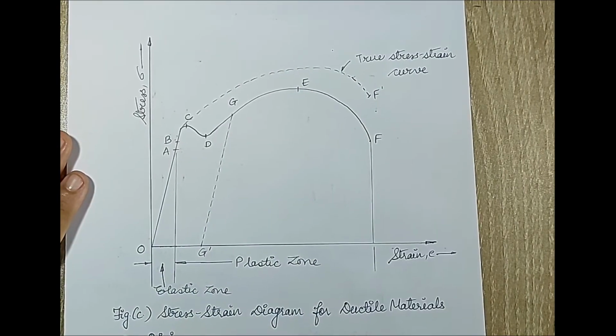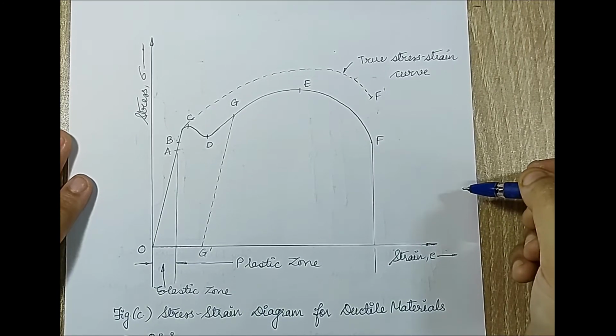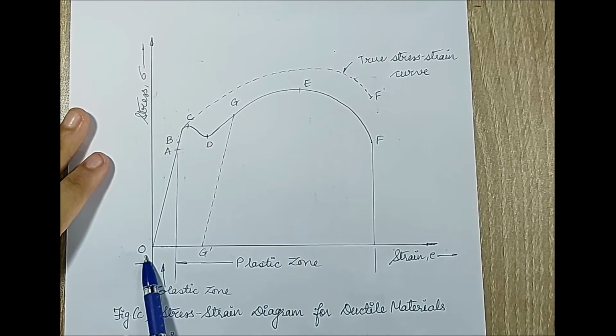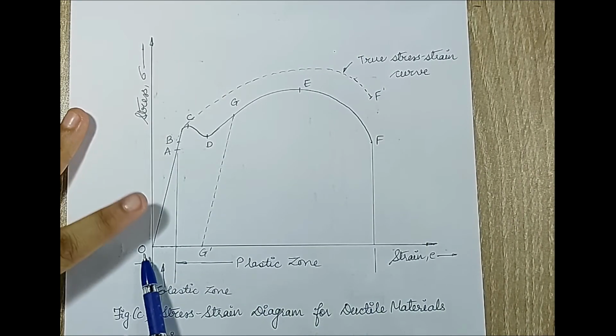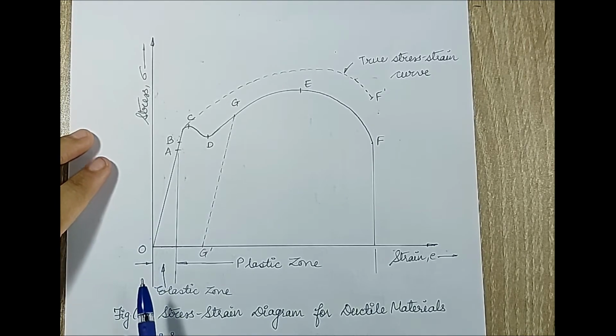Next we will see a very important part, which is called the stress strain diagram of this material. For the stress strain diagram, initially the load on the UTM is 0. When the load is 0, obviously the stress is 0 because stress is P upon A.